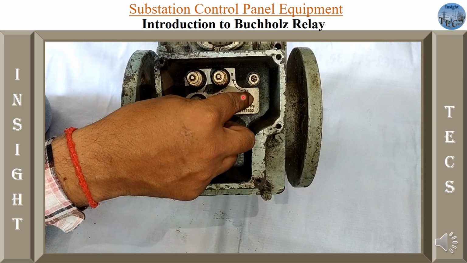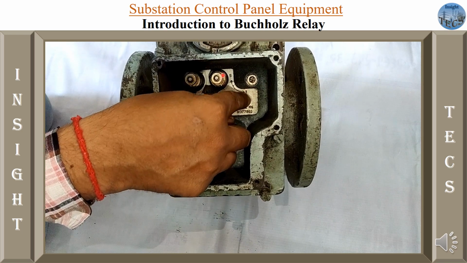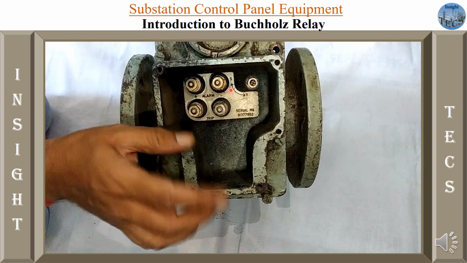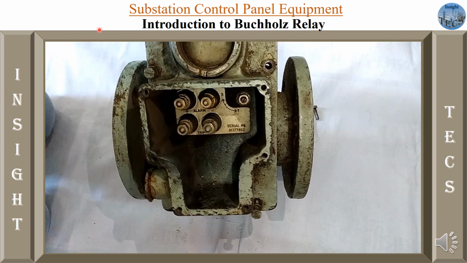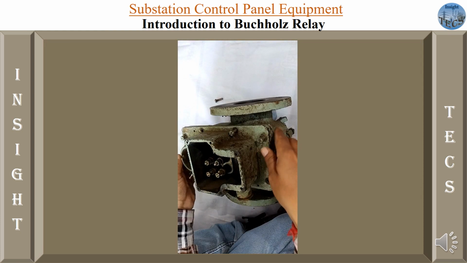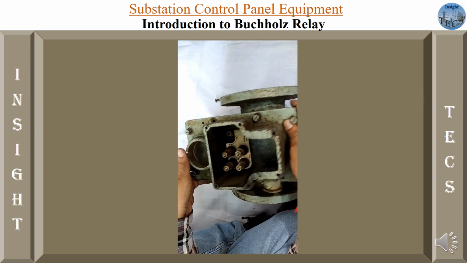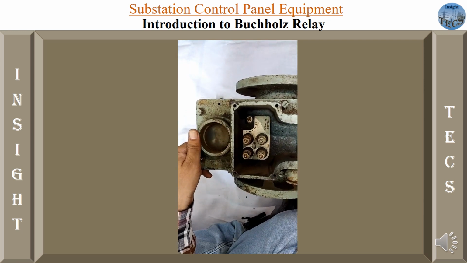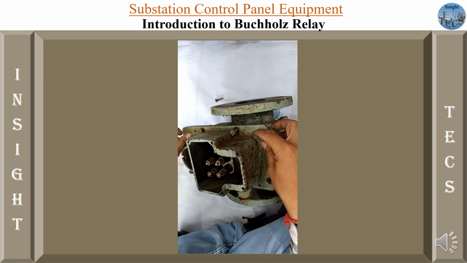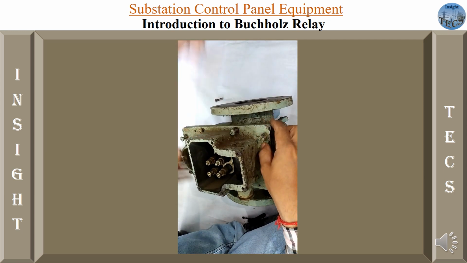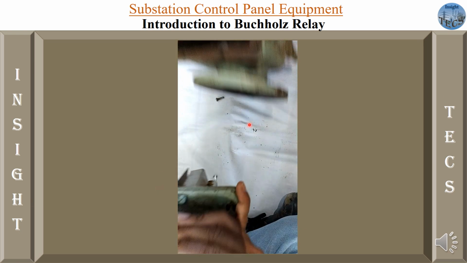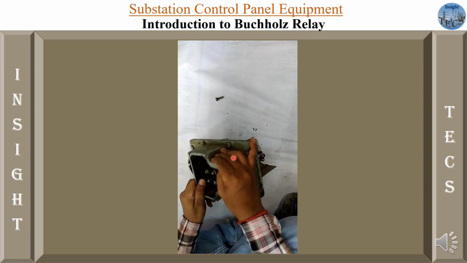When the knob is placed on the T position, it is the test position, and when it is placed on the S position, it is the service position. So you have to always keep it in the service position. Now let's open the Buchholz relay and see what's inside. You can open the Buchholz relay with all the bolts you can see on the top surface.